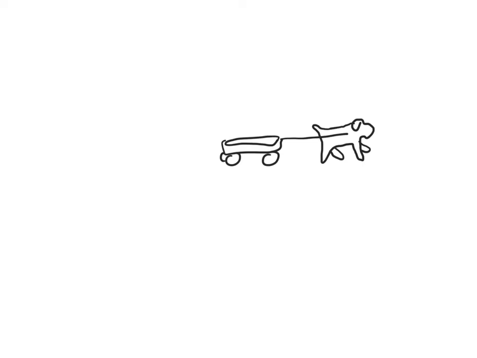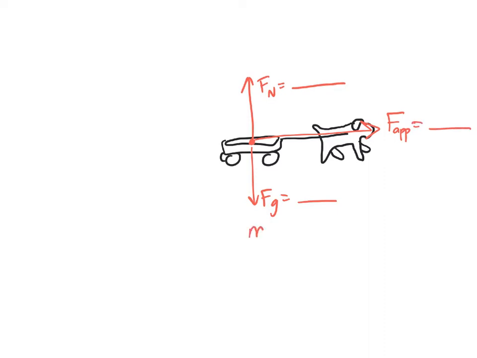Okay guys, in this one we have a dog inexplicably pulling a wagon, and we have force normal going up, we don't know what that is. We have force of gravity pulling down, we don't know what that is. And we have the dog pulling forward, and it says force applied, we don't know what that is. And technically they'd have a little friction here, but we'll pretend like that didn't happen.